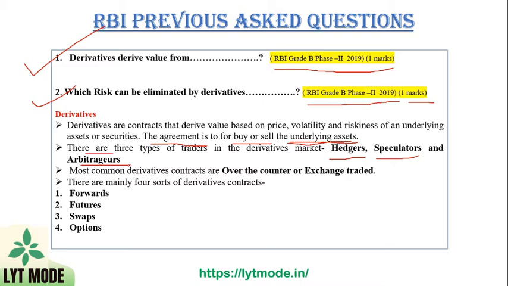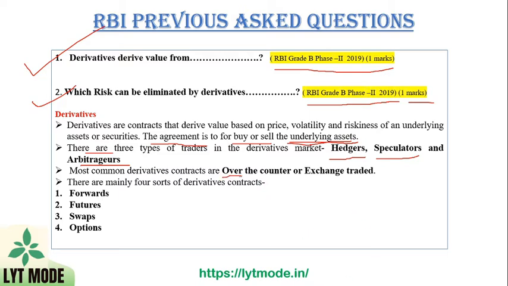And an arbitrageur is a very simple person: someone who buys a product or commodity at a low price in one place and sells it at a high price in a different place. So who is an arbitrageur? Someone who takes goods at 10 rupees from one place and sells them at 15 rupees in another place, earning a profit of 5 rupees. That is an arbitrageur. Okay, this is clear, these are the traders in the derivative market.